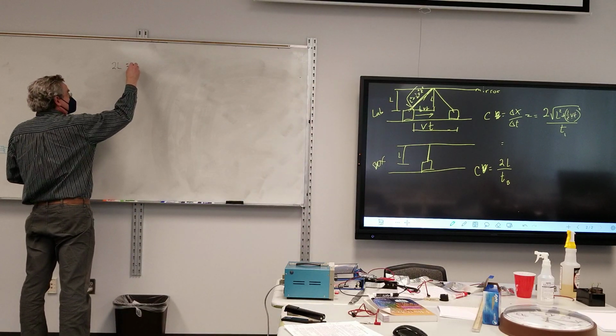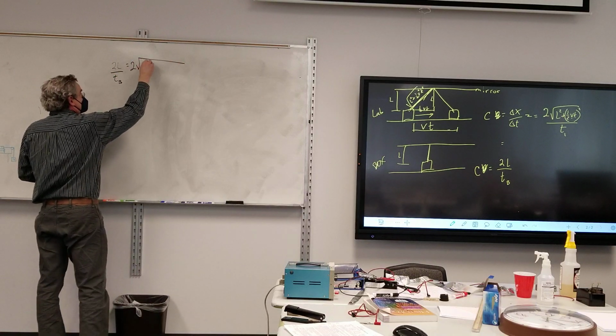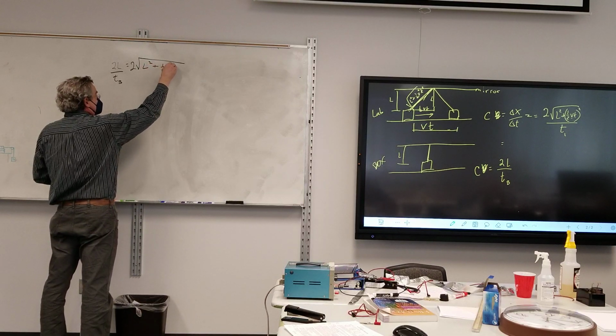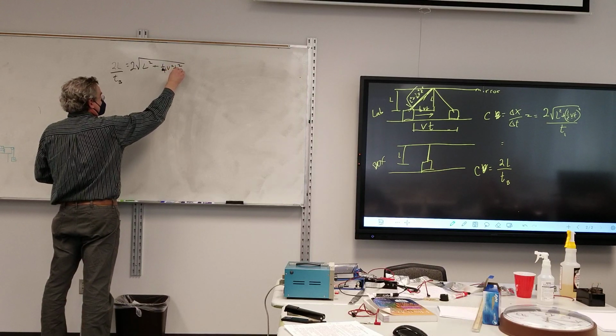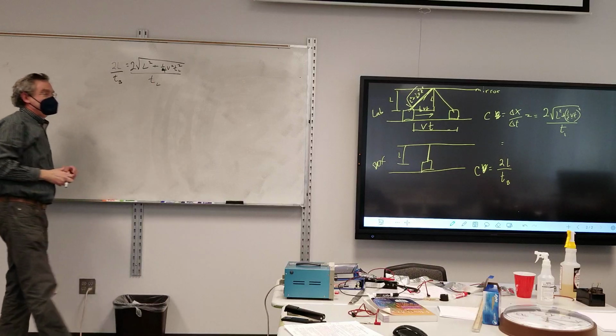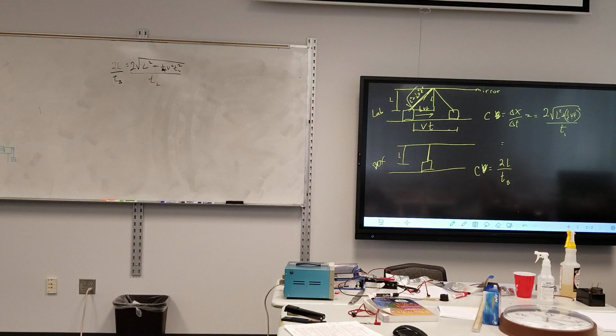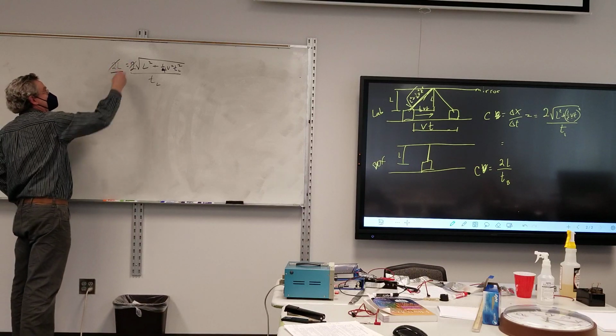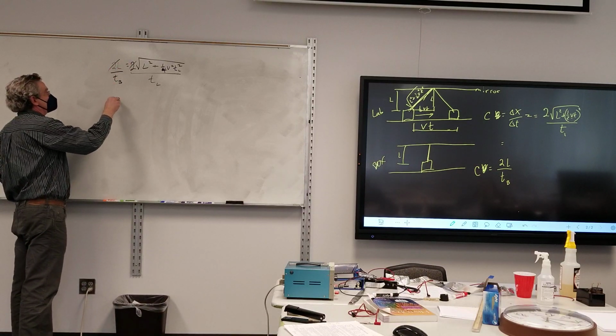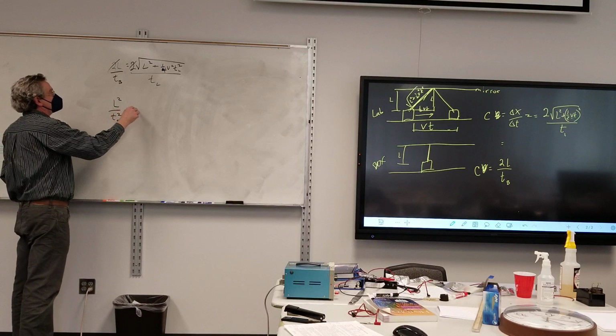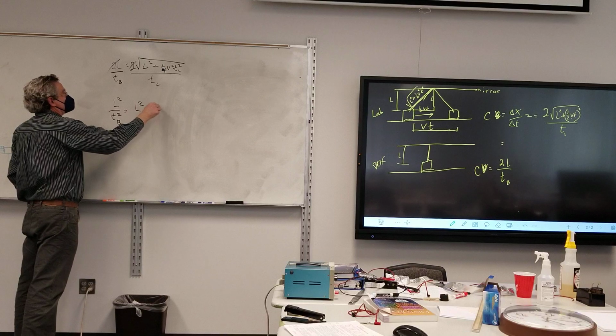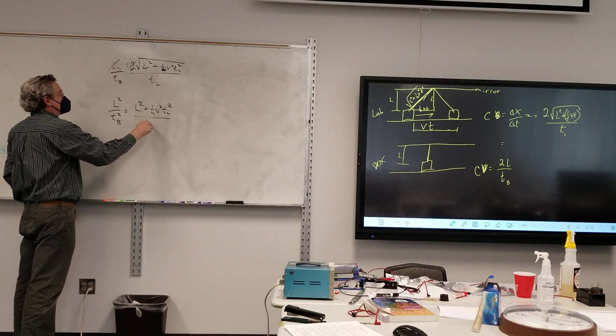L over the time for the box is equal to 2 times the square root of L squared plus 1/4 V squared T squared, let's go ahead and square it. That is for the lab, over T lab. If Maxwell has not made a mistake, if the speed of light is the same, then those should be equal to each other. So it's both speeds of light. Let's get rid of the 2's. Let's square both sides. So I get L squared over TB squared is equal to L squared plus 1/4 V squared TL squared, over TL squared.